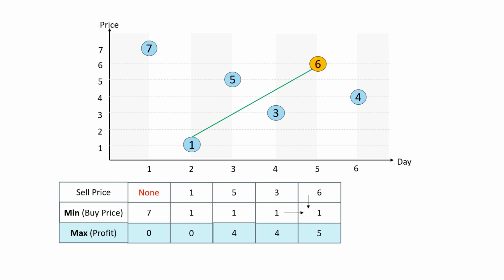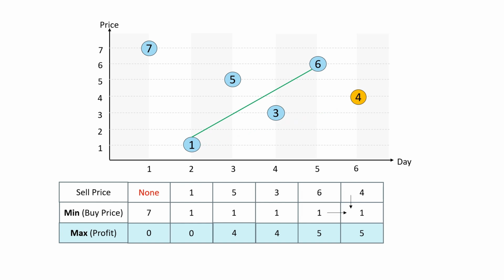Now going to our final day, day 6. The selling price on day 6 would be 4 units. What is the maximum profit I can gain on day 6? That would be my selling price minus the minimum buying price till that point. 4 minus 1, which is 3. Is a profit of 3 greater than the profit of 5? No, it is not. So our total profit still remains 5 and the minimum possible buying price still remains 1.